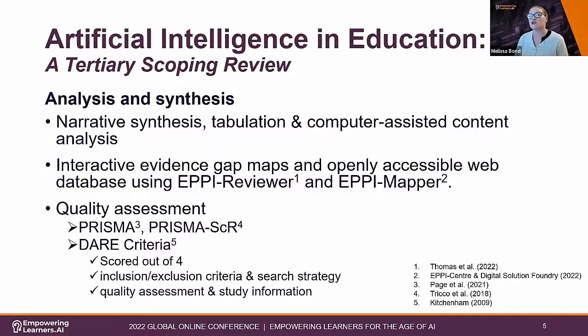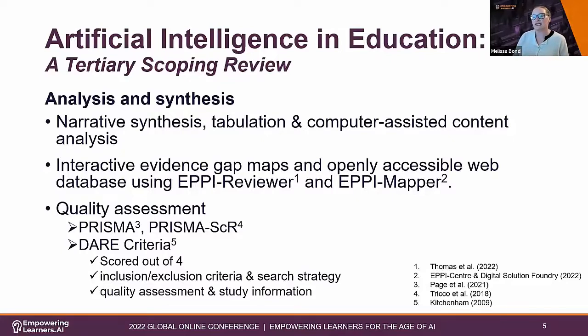We'll also be producing some interactive evidence gap maps, as well as an openly accessible web database, which is going to allow any researcher in the world who's wanting to have a look at how other secondary research has been undertaken, the search strategies, the search strings, everything's going to be there, openly accessible in one place so that you're able to see and able to use that in order to further your own research.